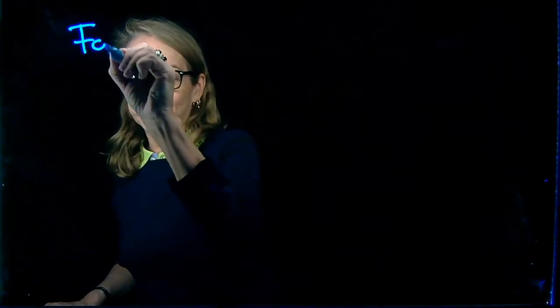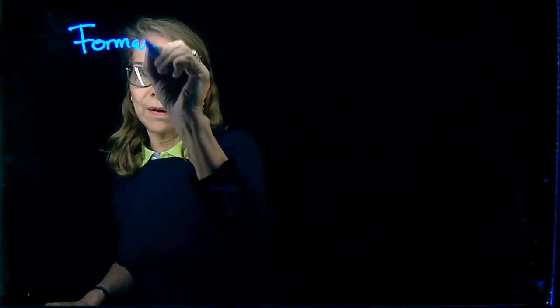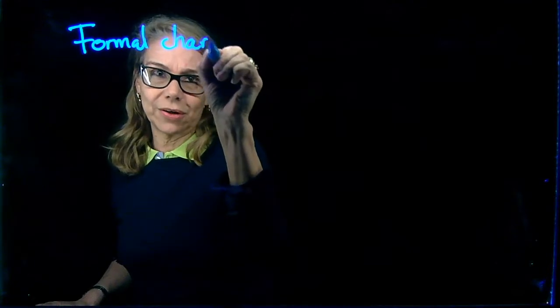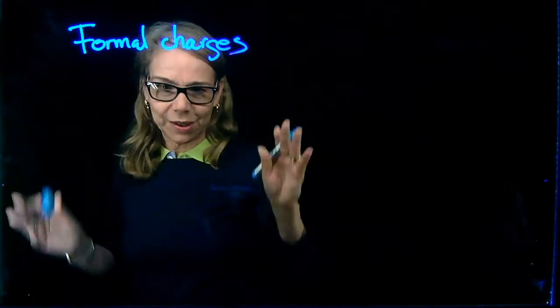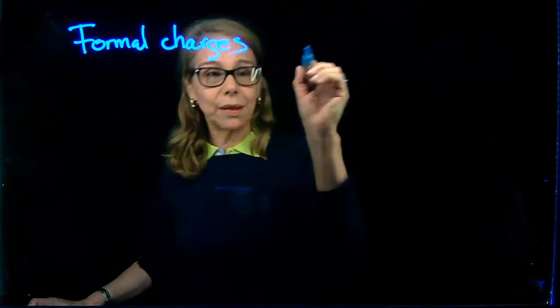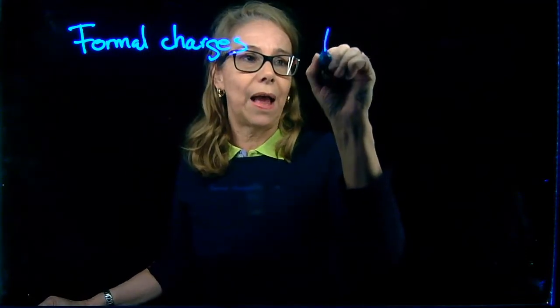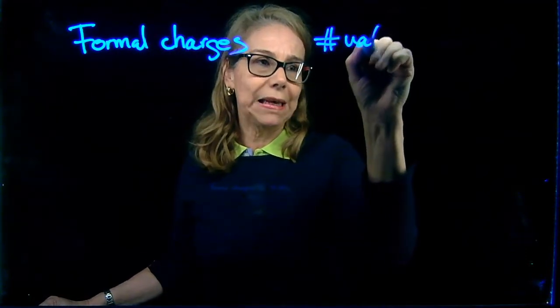We're going to do examples of how to calculate formal charges in a compound given the Lewis structure. And we're going to be using that a lot when we do resonance. So let's remember how we do formal charges. In formal charges, we're going to do some bookkeeping of electrons. So the main thing that we need to remember here is the number of valence electrons of an atom.